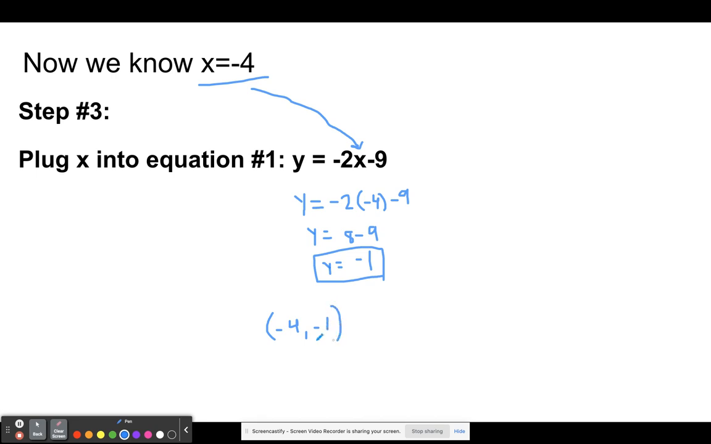Those are my coordinates. Remember, your x value always comes before the y value when listing the coordinates of your point. So my final solution is negative 4, negative 1. And this problem had one solution.